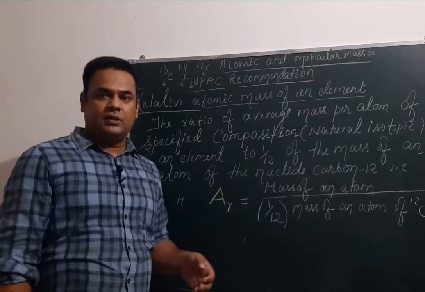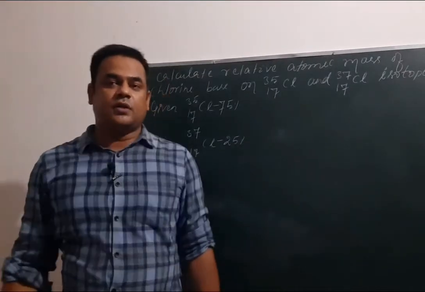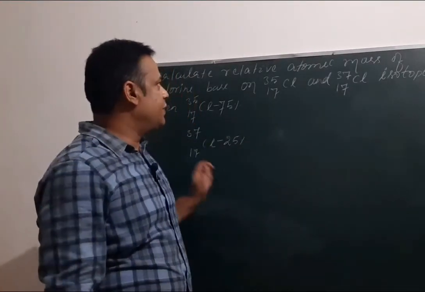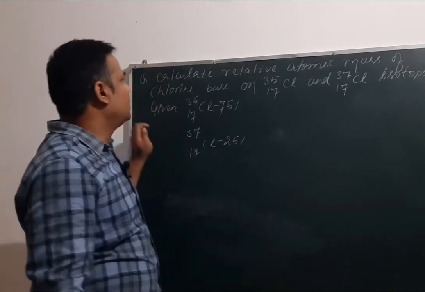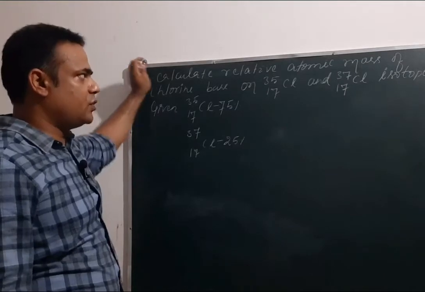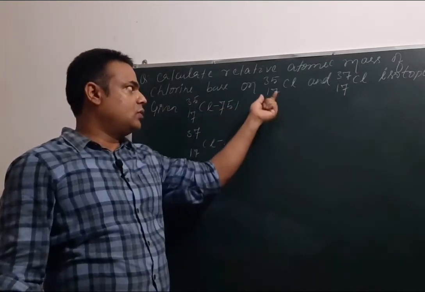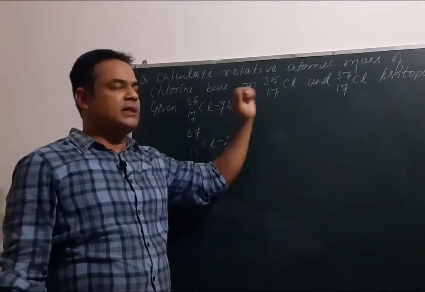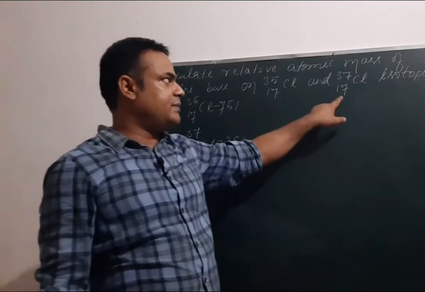So we are going to see the questions. Here is the question related to relative atomic mass. In this question, we have to find the relative atomic mass of chlorine based on the given data. We have two isotopes: one isotope is 35/17 Cl, another isotope is 37/17 Cl.